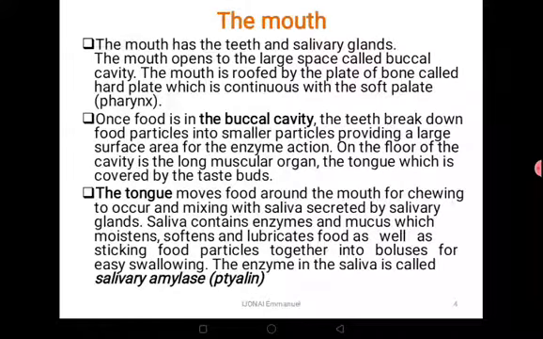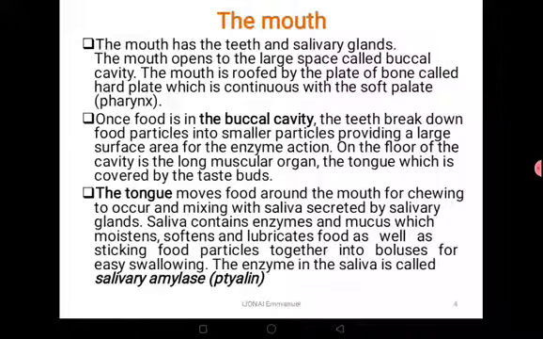So let's look at part by part, starting with the mouth. So the mouth has the teeth, which we know very well, and also the salivary gland that we have seen. The mouth opens to the large space called the buccal cavity. The mouth, that open part of the mouth, the inner surface, is called the buccal cavity. The mouth is roofed by the palate. It's called the palate, not the plate.